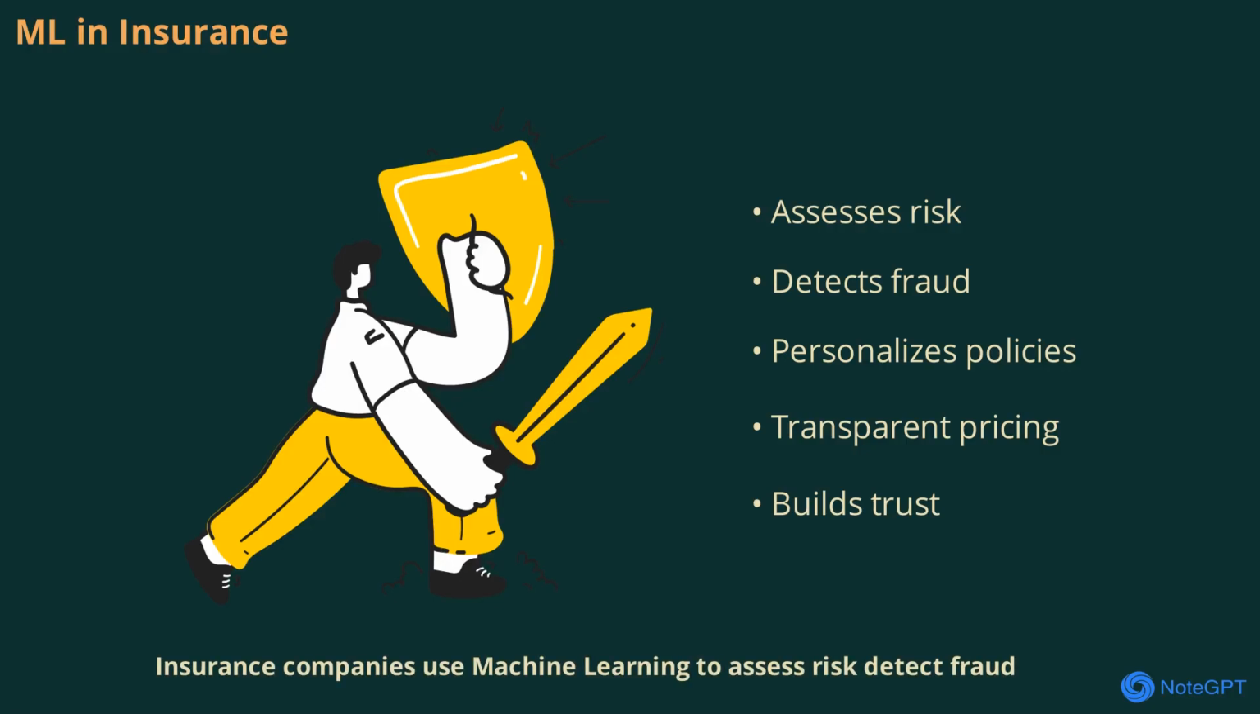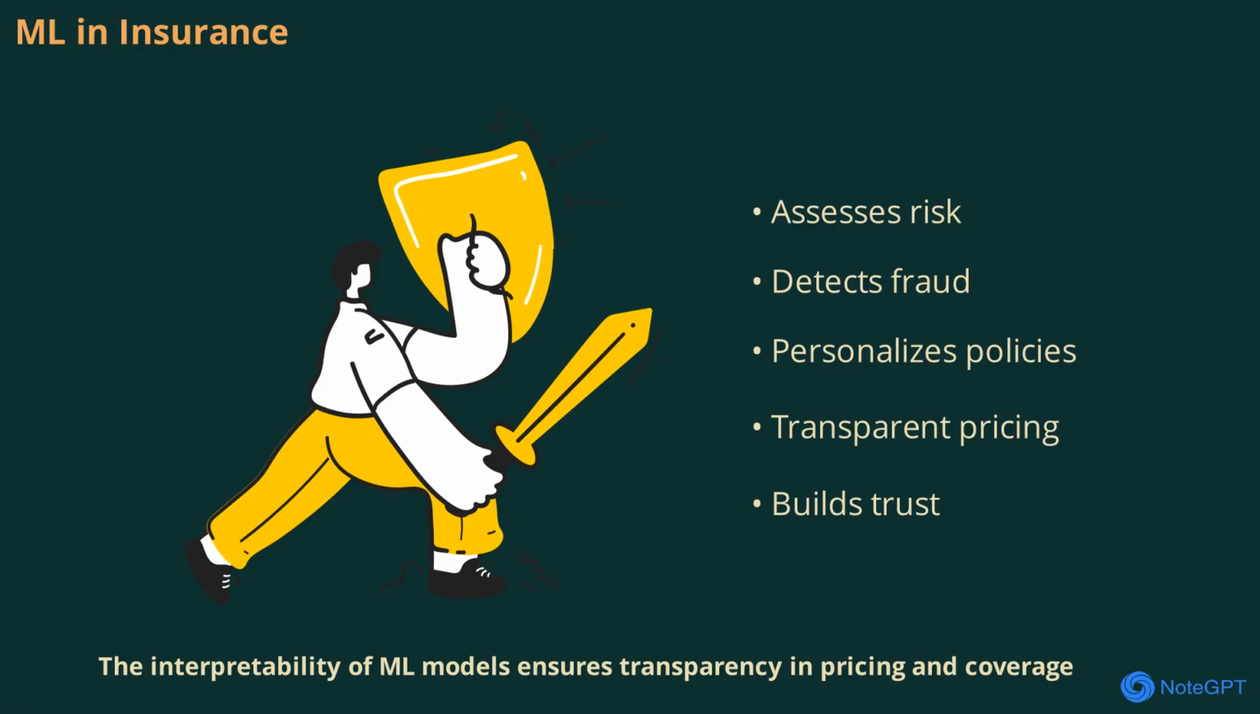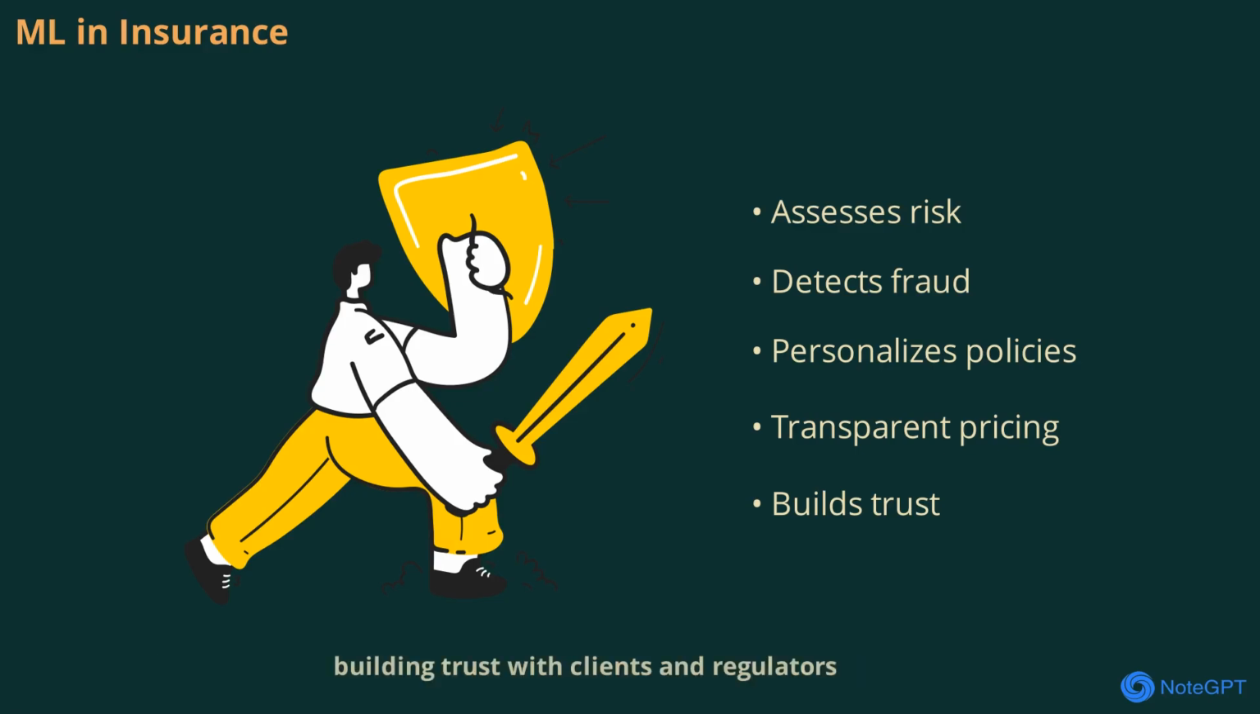Insurance companies use machine learning to assess risk, detect fraud, and personalize policies. ML models analyze customer data and claims history to make informed decisions. The interpretability of ML models ensures transparency in pricing and coverage, building trust with clients and regulators.